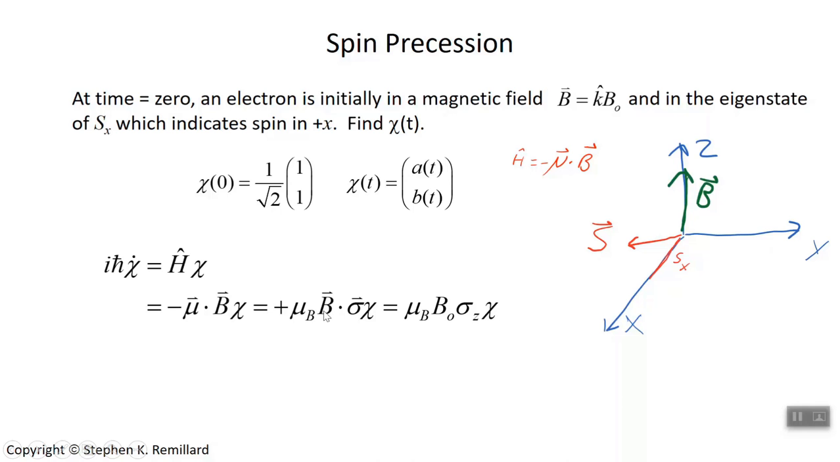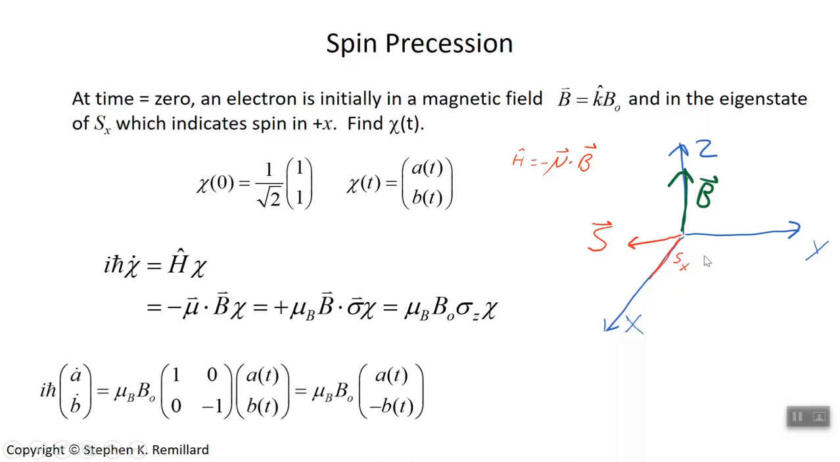And B is in the z direction, so when you dot it with the vector formed by the Pauli spin matrices, you simply get the z Pauli spin matrix. So B sub 0 times z. So that's the Hamiltonian, mu sub B, B sub 0 times sigma sub z, for an electron that is in this magnetic field. Inserting in vectors then gives us something to evaluate.